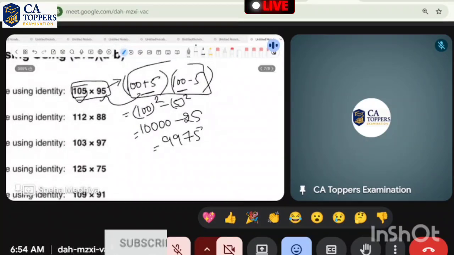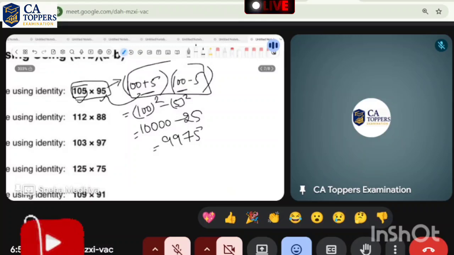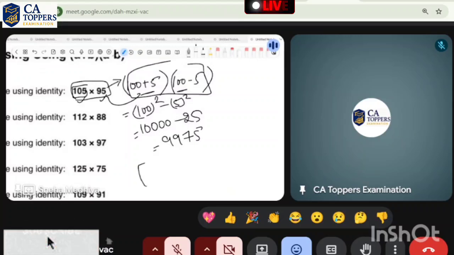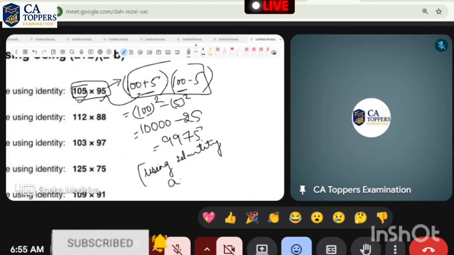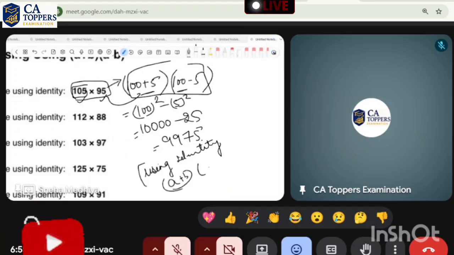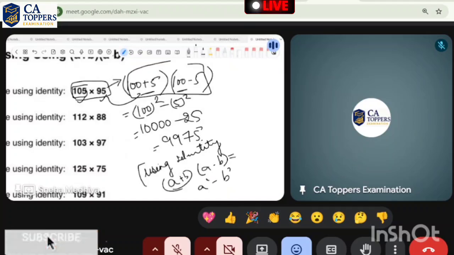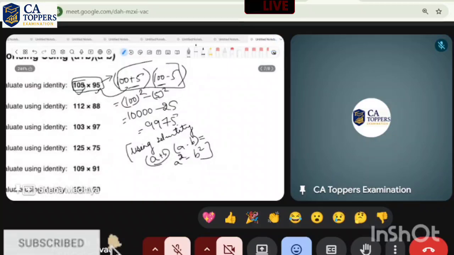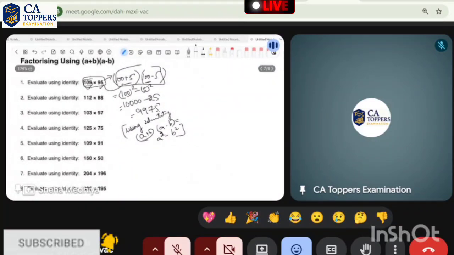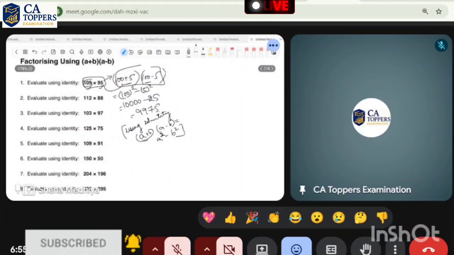But the main thing is, here we are solving a lot of questions on a single part. In the exam, there will be only one single part, so you write it using the identity a plus b, a minus b equals a square minus b square. We need to mention it properly like this. Okay, ma'am, kindly note this one down. Then we'll start with questions.